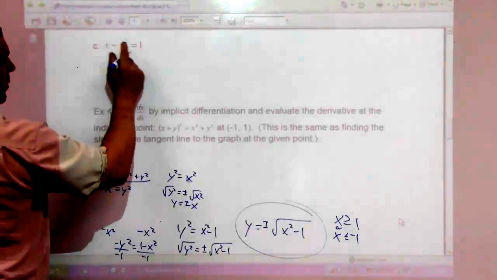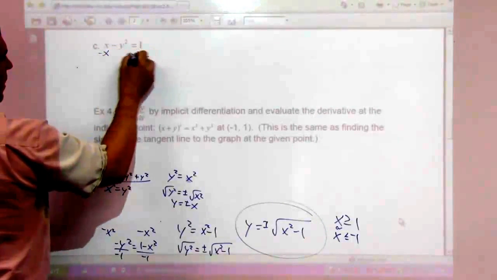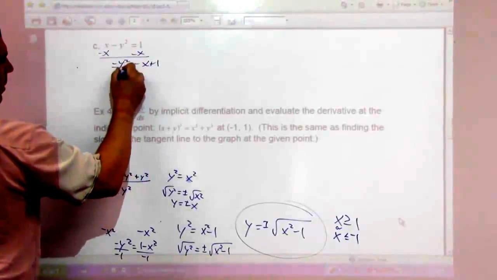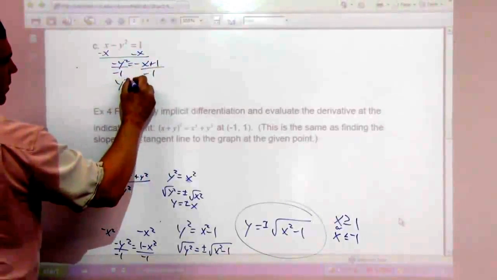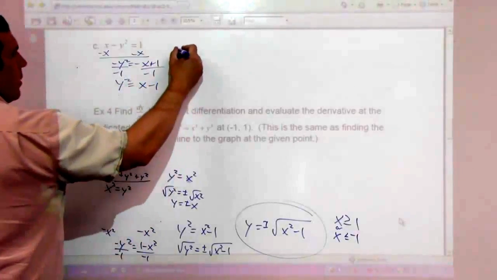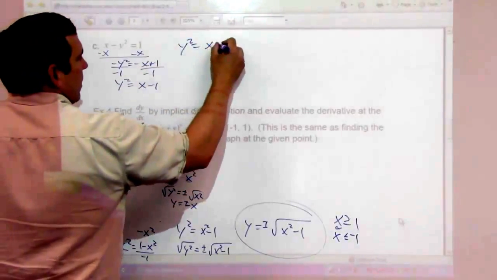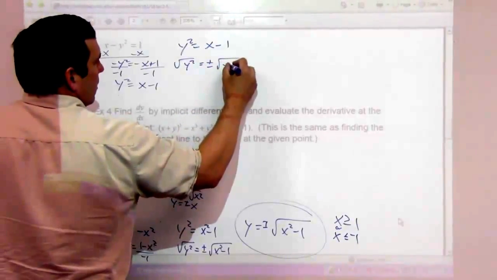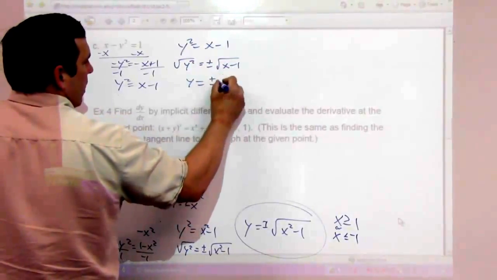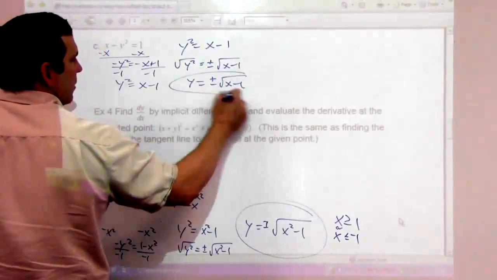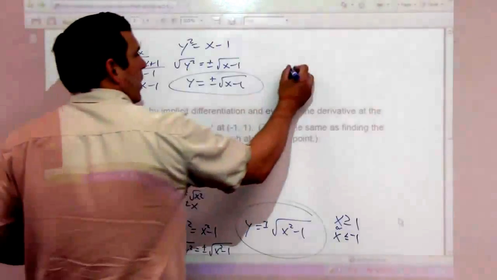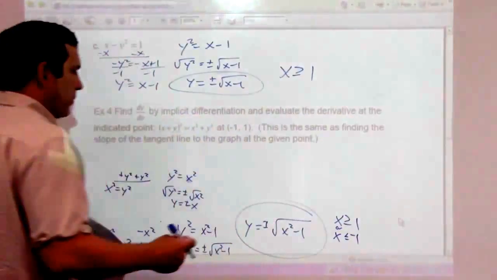x minus y squared equals 1, so I'll subtract the x from both sides. Negative y squared equals negative x plus 1, divided by negative 1. y squared equals x minus 1. So y squared equals x minus 1. I'll take the square root of y squared. So y equals plus or minus the square root of x minus 1. And again, this is for x being greater than or equal to 1.